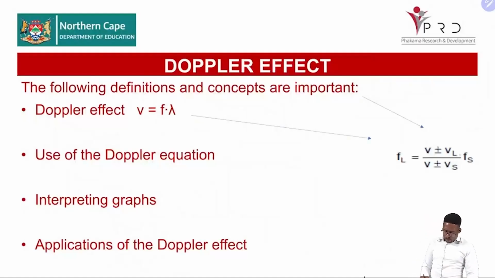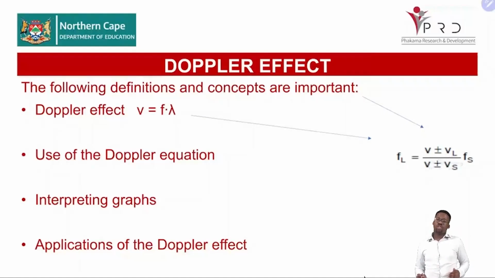The formula for Doppler effect is the frequency of the listener equals V plus or minus VL over V plus or minus VS, all multiplied by Fs. So let's write this formula as original as it is, and be in a position to know that if the source is moving, the listener is stationary. If the listener is moving, the source is stationary.